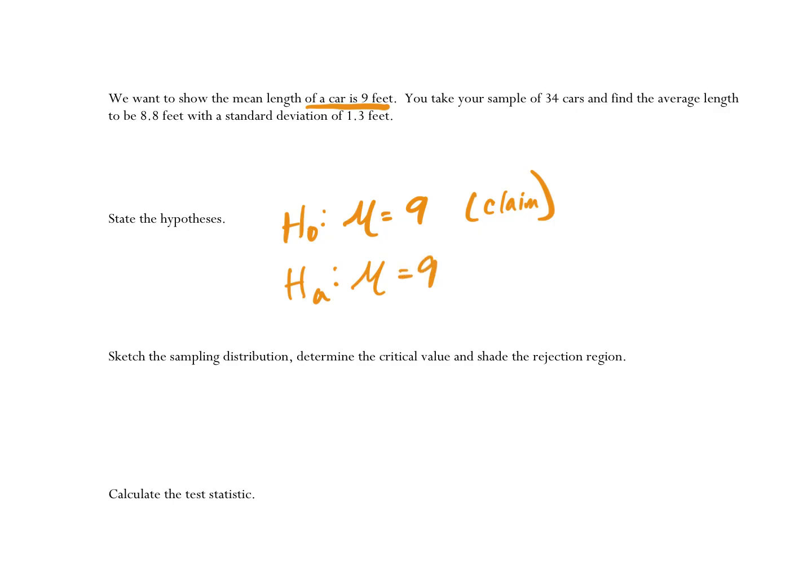You take a sample of 34 cars, the average being 8.8. And again, that standard deviation, this is describing the sample of 34 cars. It's not describing the population. It is an S. And I don't give you an alpha. Remember, the rule of thumb is if I don't give you alpha, you use alpha equals 0.05.